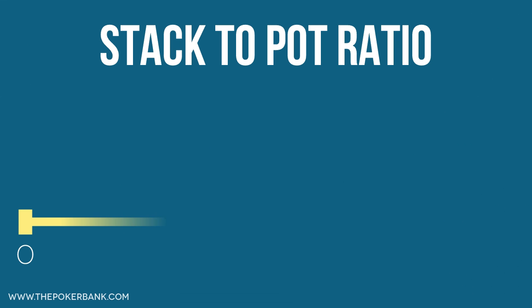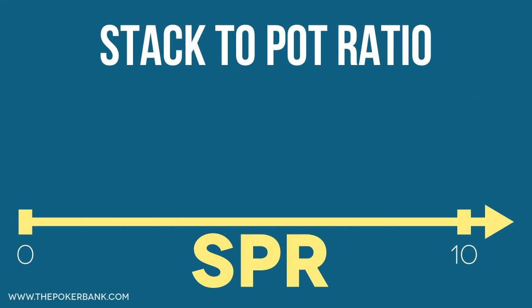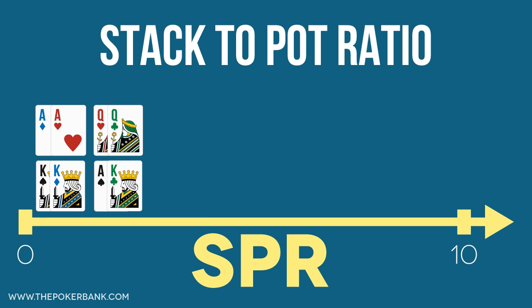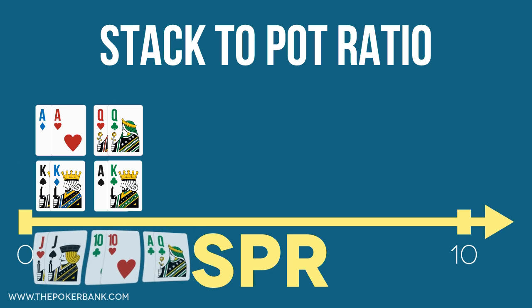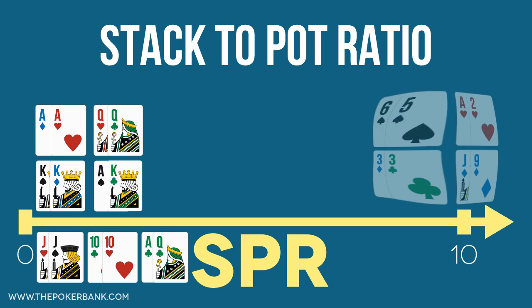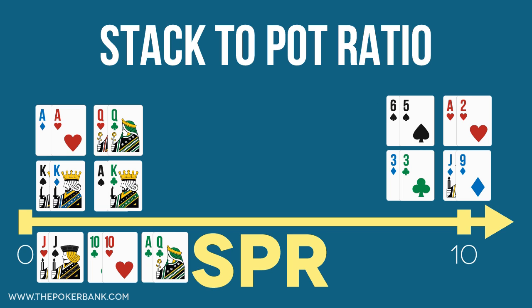To make this more visual, let's quickly graph 0 to 10 SPR and understand which hands perform best in each area. In the left area, as we get closer to 0 SPR, we want to use our strongest hands. Hands like aces, kings, queens, and ace-king are standard. Against fishy opponents, we may even loosen this up to include jacks, tens, or ace-queen. As we begin to slide to the far right and get into 8 or more SPR, hands like 6-5 suited and small pairs begin to play much better.